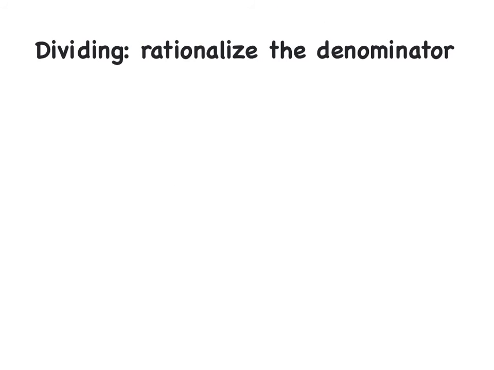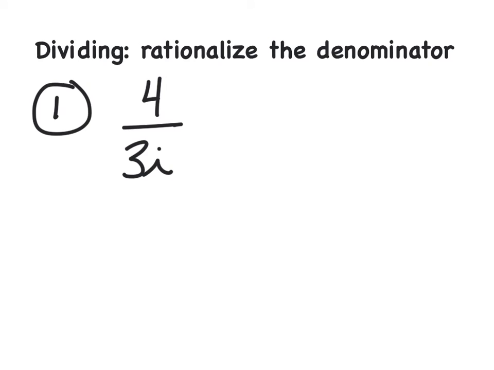Our very final piece tonight is on rationalizing the denominator. Now we did this with radicals. We said we couldn't leave radicals in the denominator, and the same goes for imaginary numbers. We don't leave imaginary numbers in the denominator. So let's take a look at a real easy one. 4 divided by 3i.